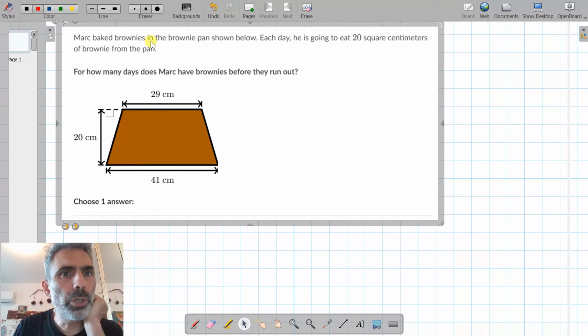Mark baked brownies in the brownie pan shown below. Each day he is going to eat 20 square centimeters of brownie from the pan. How many days does Mark have brownies before they run out?